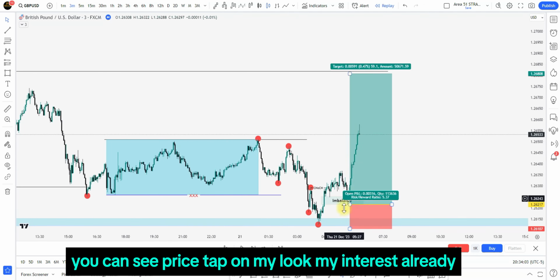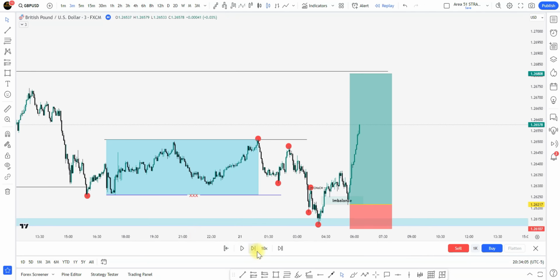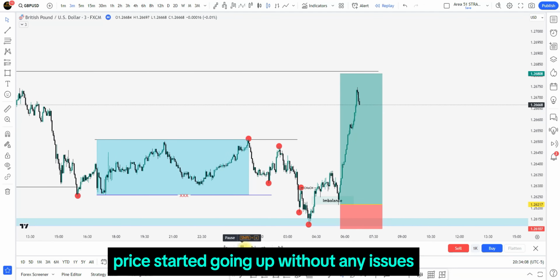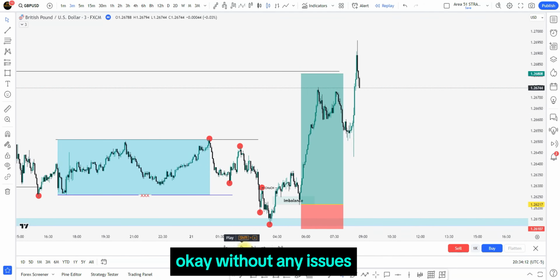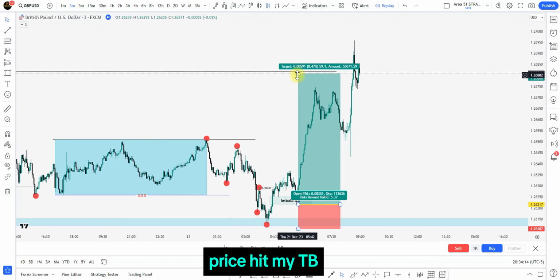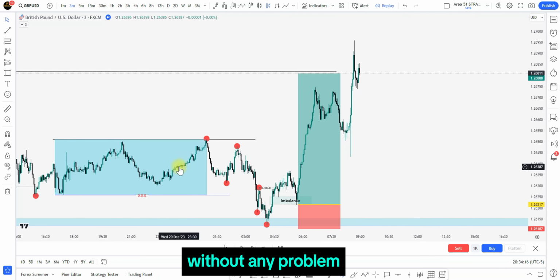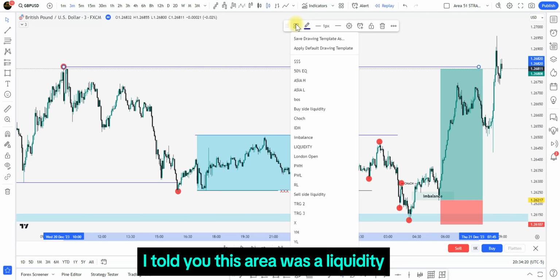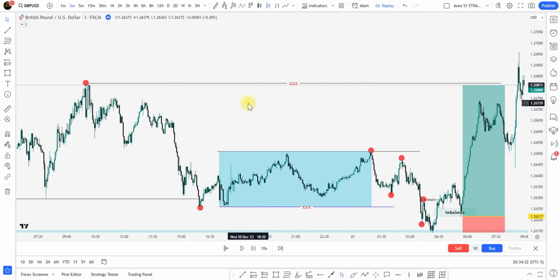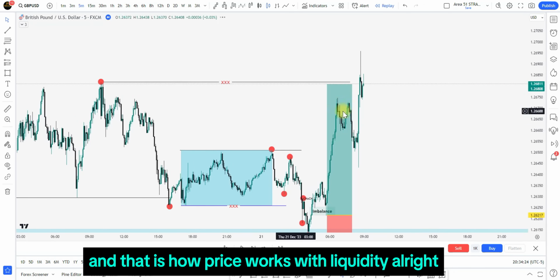You can see price tapped on my entrance already. Price started going up without any issues. Okay, price hit my TP without any problem, causing this area to be taken out. I told you this area was a liquidity, and that is how price works with liquidity.